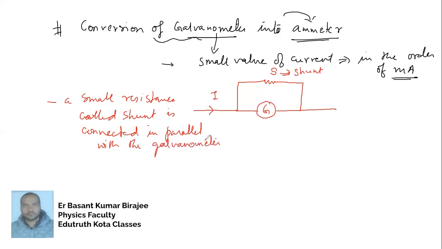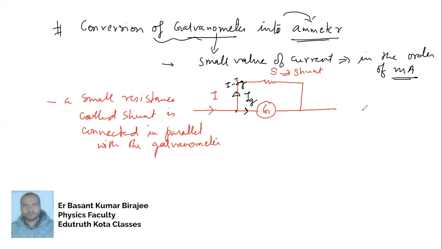And why are we doing that? See, our objective is what? We have to reduce the value of current passing through the galvanometer, and we should be able to measure this current too. So when you apply a small resistance in parallel, what happens? This current I at this point will split into two parts. Some current will go through the galvanometer, Ig, and the remaining current, I minus Ig, will go through the shunt.